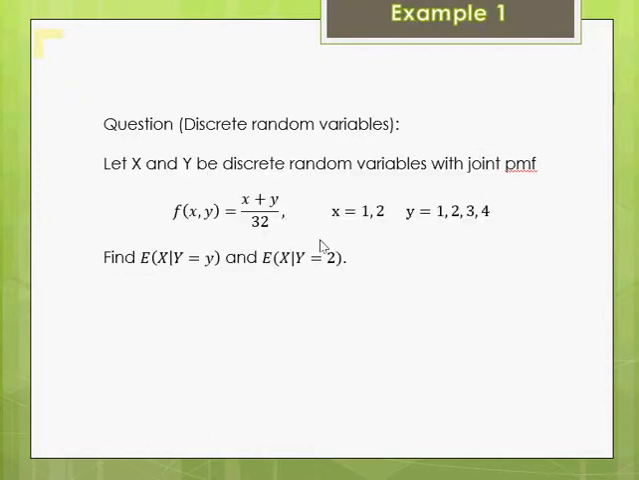Example 1. We have already learned some basic definitions and properties of conditional expectation. Next, we should apply them in some examples. Let X and Y be discrete random variables with joint PMF of the form shown. Find E of X given Y equal to small y and E of X given Y equal to 2.